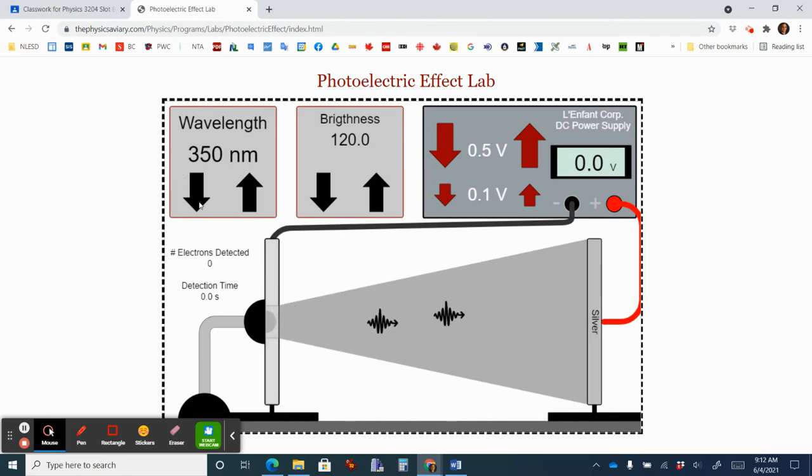So what I'm going to do now is go down and make my wavelength shorter. And sooner or later, there we go. So 210, there's enough. Now these photons have enough energy to cause the electrons to escape. So that's going to be my first data point.